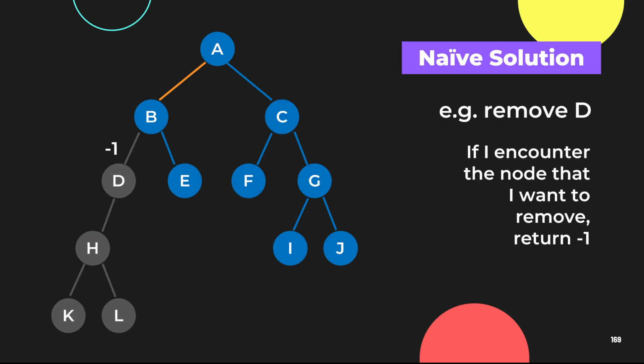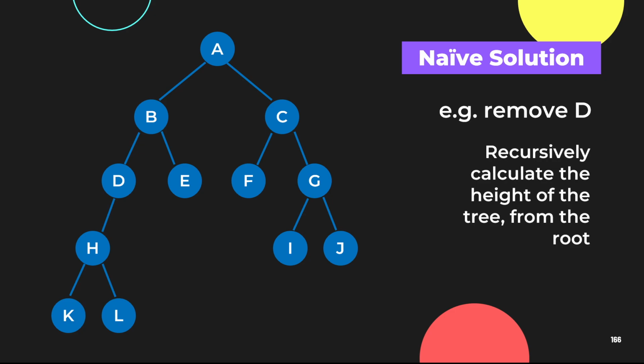But if I don't encounter it, I will calculate the height of the tree. So basically I want to calculate the height of the tree with one condition: if I meet the node that I want to remove, I return -1. Similar to your count nodes, but now we are doing count height. Anyone know how to implement this in code? Count nodes, everyone knows how to implement, right? But what about count height? For count nodes, you count the left subtree and the right subtree, but what about the height?